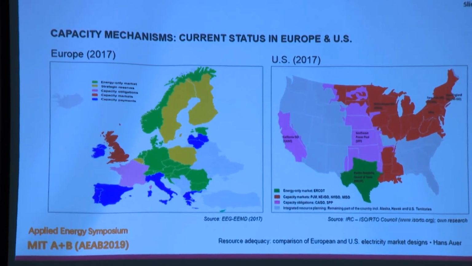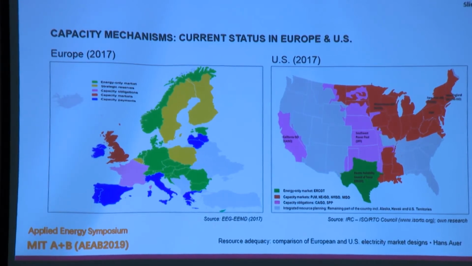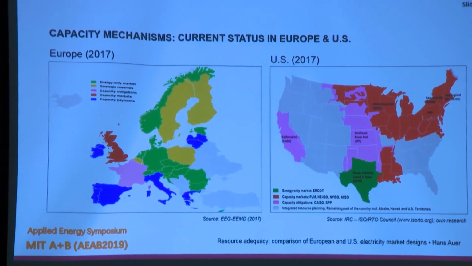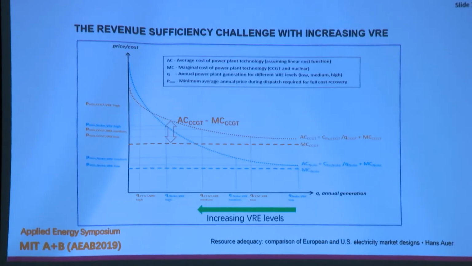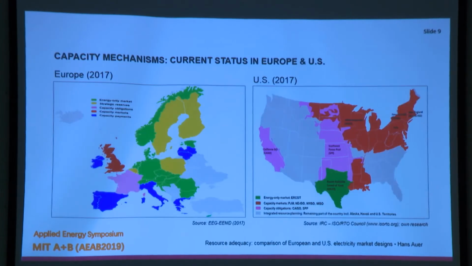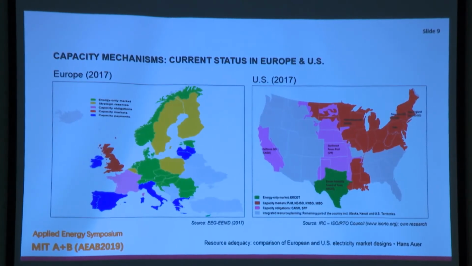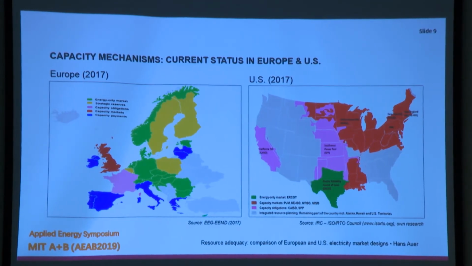We also have, except capacity payments, several others in the US. So Texas ERCOT relies on an energy-only market. Here in the northeast and also in the south, we have capacity markets. Others also rely on capacity obligations.